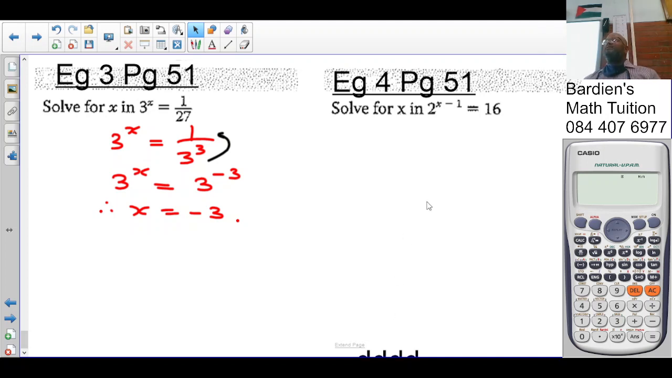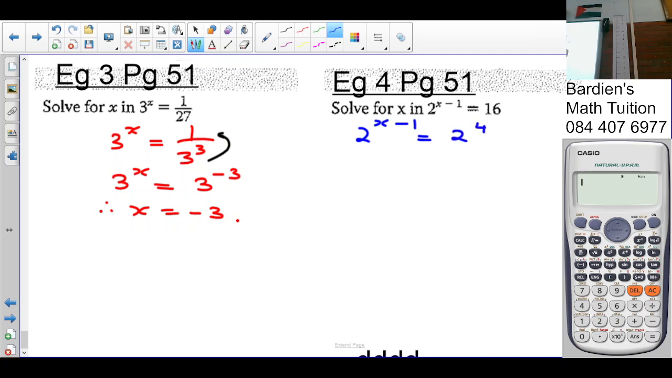Right, you guys finished? Right. So what are you going to do here? What are you going to break up? 16. So 2 to the x minus 1 is equal to 2 to the exponent? 4. Now what can we do? Break up the x minus 1. 2 to the x times 2 to the minus 1 is equal to 2 to the 4. Is that what you got? And then?